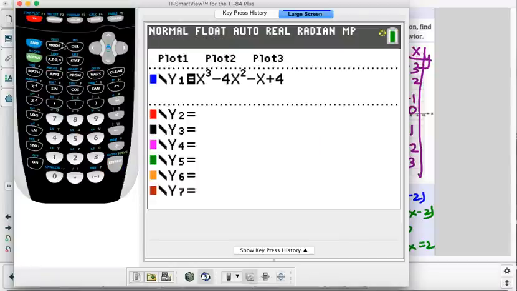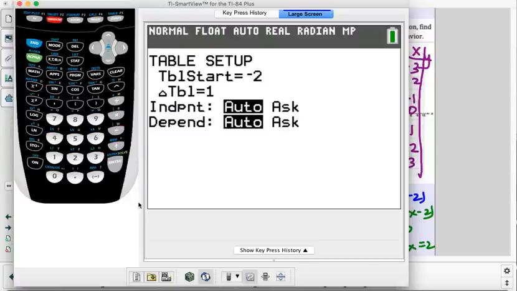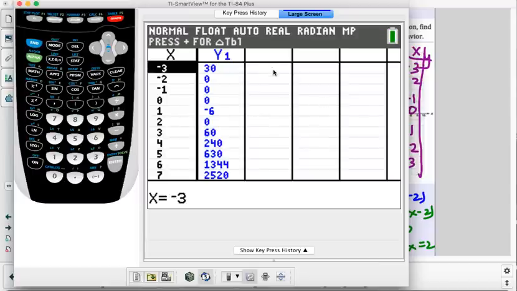So go to y equals, clear it out, type in our function. We have x to the 4th, so do the original: x to the 4th plus x to the 3rd minus 4x squared minus 4x. And now let's go ahead and get our table set. We want to start this one off at -3. And then I'm going to go to my table, which is above graph. And then I'm going to write down all of these values.